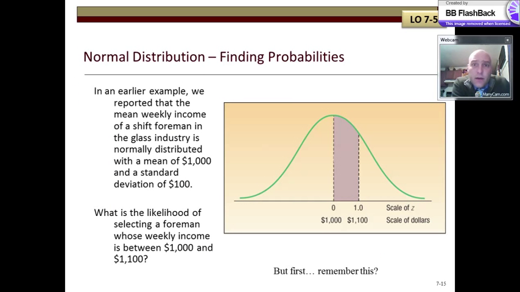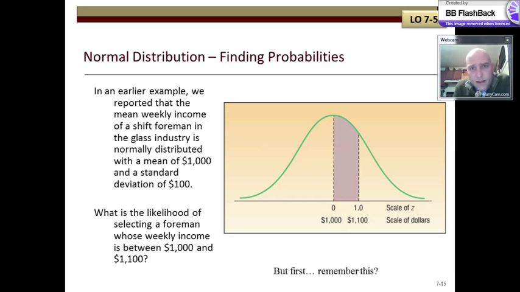This is another example that extends from the problem we were just talking about in terms of the glass factory foremen. So if I wanted to ask the question, all right, if I know that someone who makes $1,100 makes more than about 84% of their peer group. By the way, that number is a number I knew. You're going to figure out how to figure that out later.